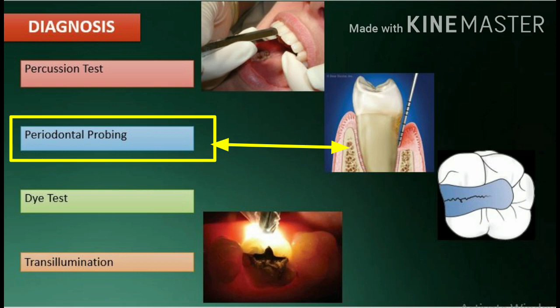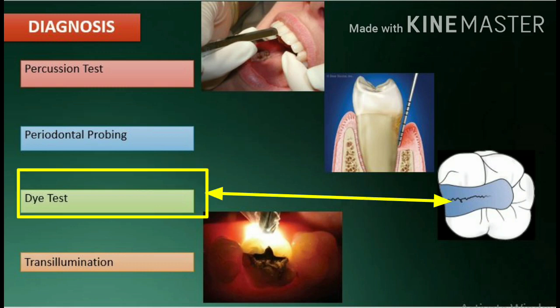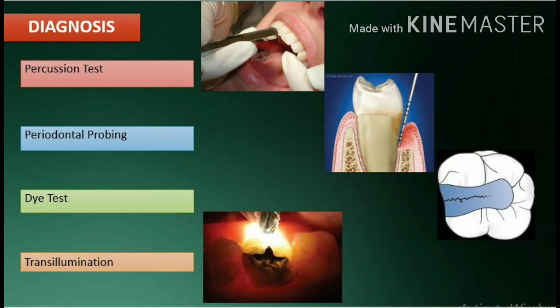Periodontal probing: with the help of periodontal probing, one can distinguish between a cracked tooth and a split tooth when the fracture line extends below the gingiva, thereby causing a localized periodontal defect. Dye test: various dyes like gentian violet or methylene blue stains can be used to highlight fracture lines. The disadvantage of this technique is that it takes at least 2 to 5 days to be effective and may require placement of a provisional restoration.